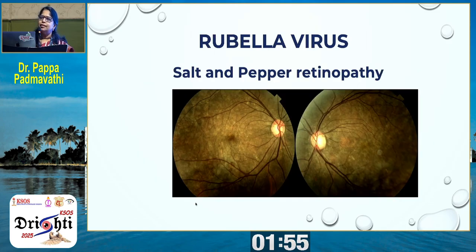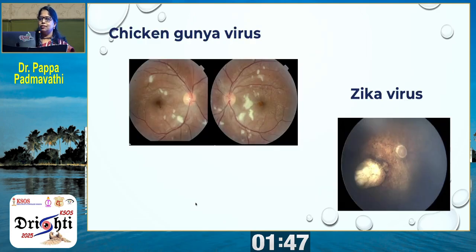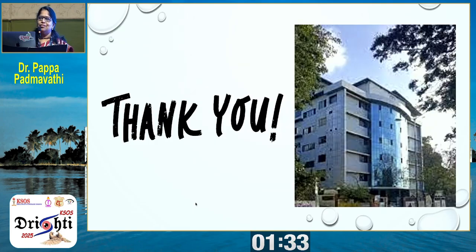Rubella virus, it affects the fetus in utero, and the child is born with salt and pepper retinopathy. Even adults can have a rubella virus infection. Chikungunya causes multifocal chorioretinitis, and it is treatable, and Zika virus also causes focal chorioretinitis. So these are some of the common lesions. Thank you for the patient hearing.